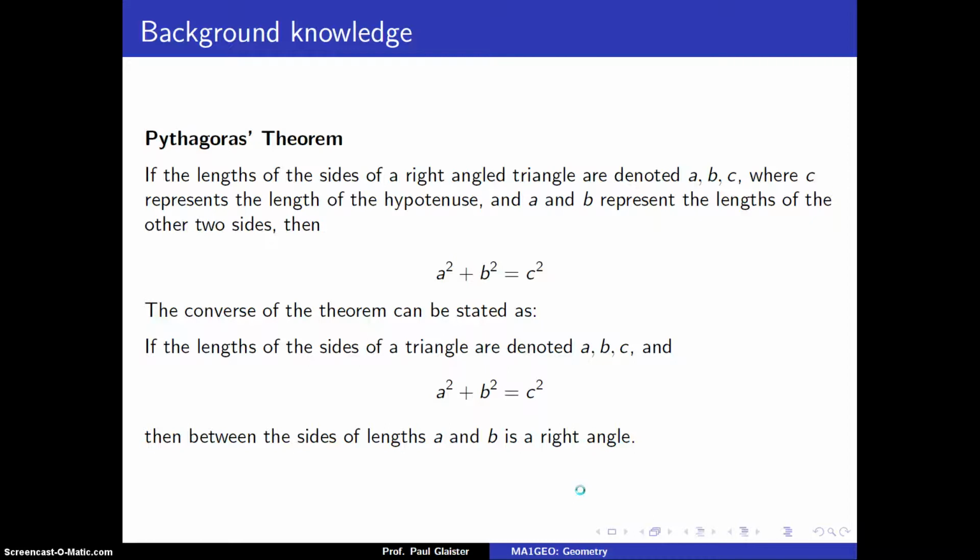Conversely, if in a triangle the length of the longest side c squared is equal to the sum of the squares of the other two sides, then the angle opposite that longest side is always going to be a right angle.